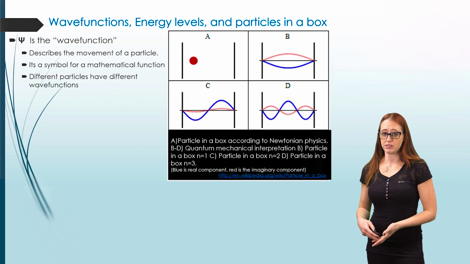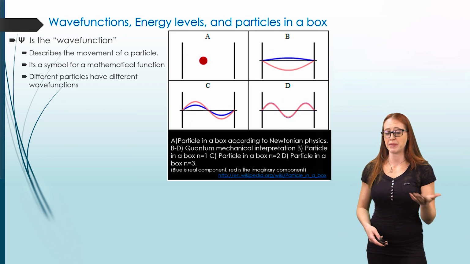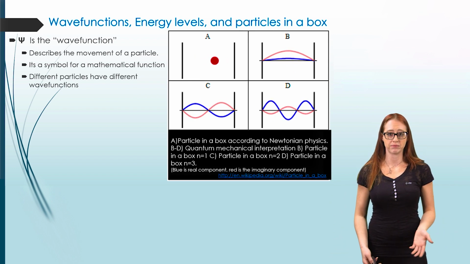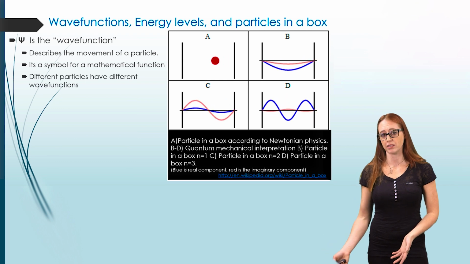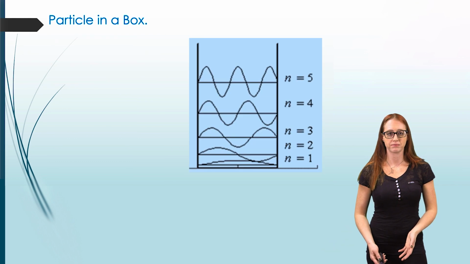Now, different particles have different wave functions. So a particle in a box isn't described by the same wave function as a hydrogen atom's electron or a helium atom's electron. So the process that we're going to step through today is just for a particle in a box. Later on, I'll show you the results of the hydrogen atom as well.